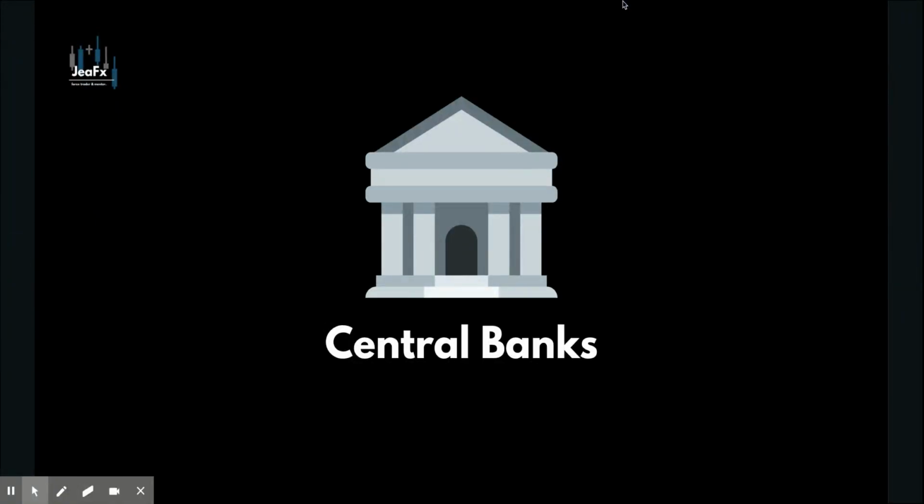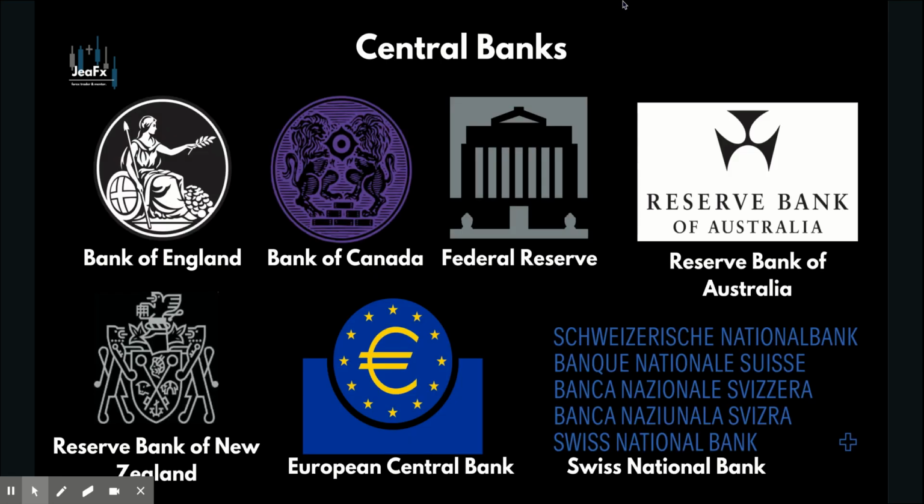In this video we're going to be talking about central banks. So central banks are the large global banks that control and manage the money supply and economy of each individual country. So the major central banks are as follows. We have the Bank of England, responsible for the money supply and economy of England, the Bank of Canada, the Federal Reserve, which is arguably the biggest and most important central bank, and that is the US central bank.